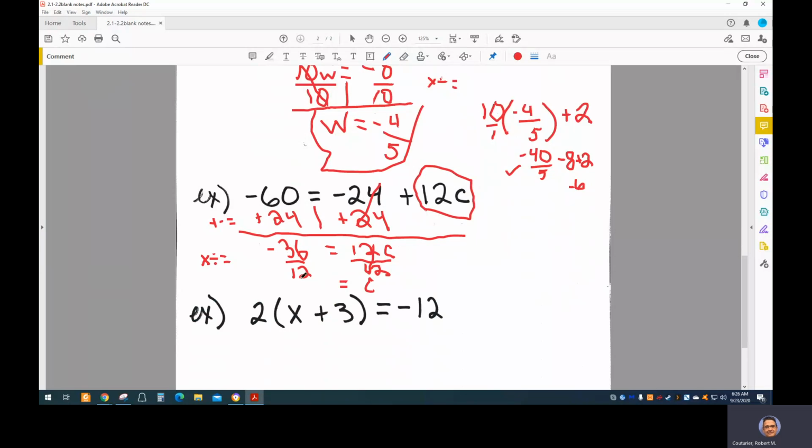A negative divided by a positive is a negative. And 36, well, 12 goes into 12 once, 12 goes into 36 3 times. So I think that C equals negative 3. Can I make sure it does? Sure. Look, if I plug negative 3 into here, negative 3 times 12 is a negative 36. And then I still have a minus 24. So negative 24 plus this is a negative 60.